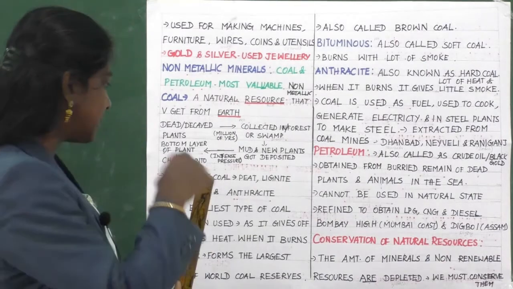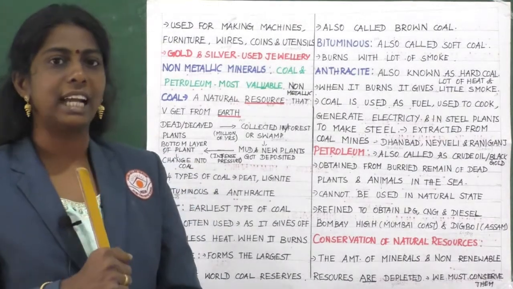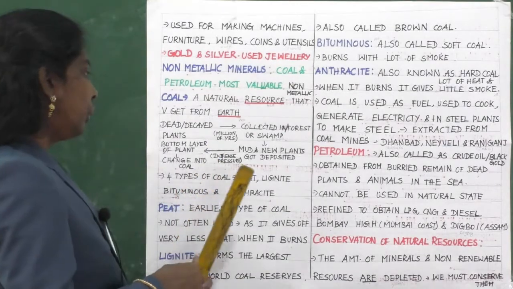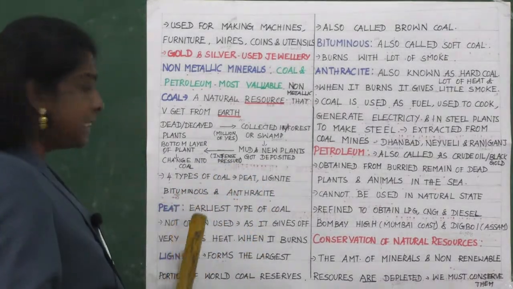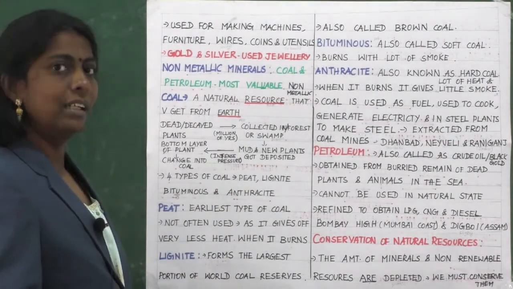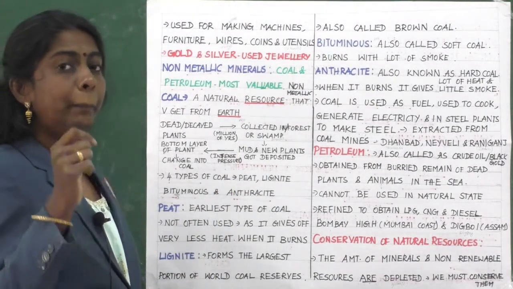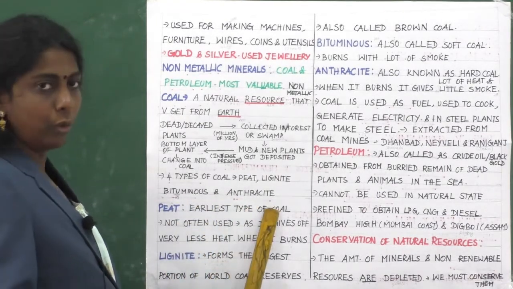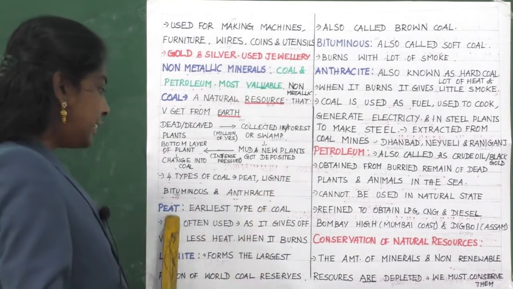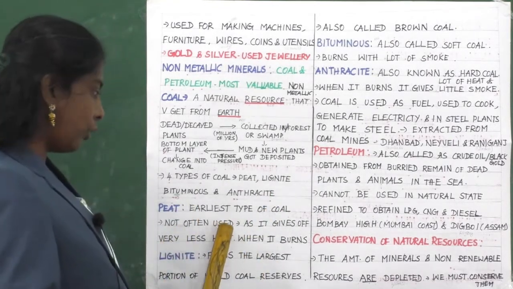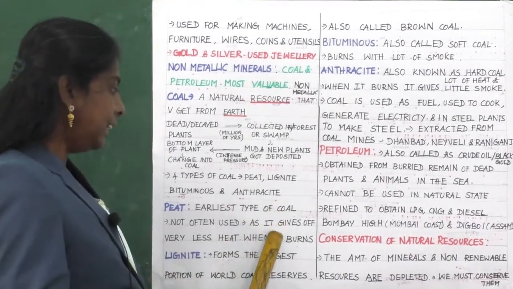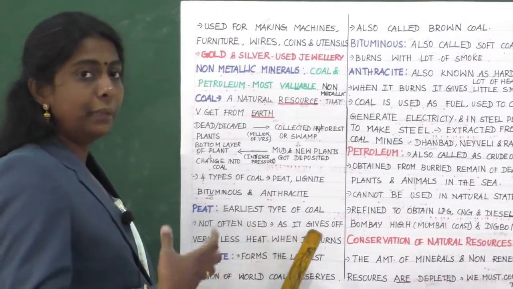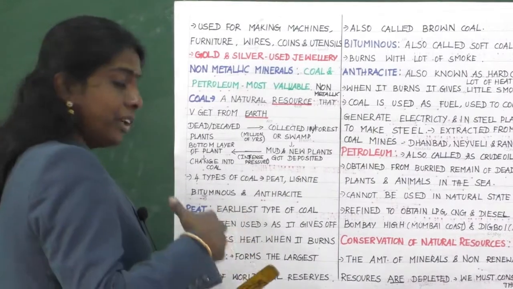Clear, children? Yes. So, now there are four different types of coal. What are they? They are peat, lignite, bituminous and anthracite. Clear? Let us learn one by one. So, first about peat. What do you mean by peat? It is the earliest type of coal. It's not often used. Why? Because it gives off very little heat when it burns, it's not often used.